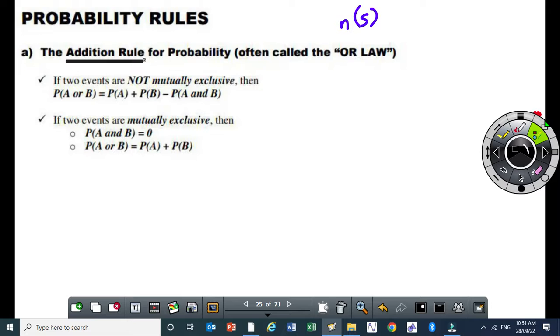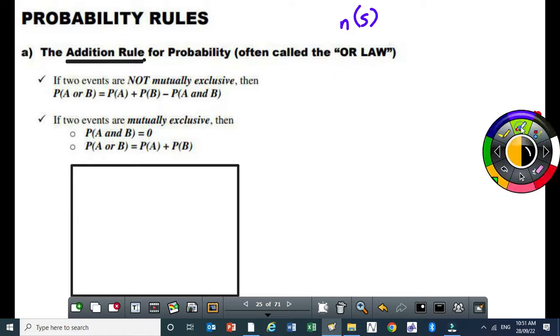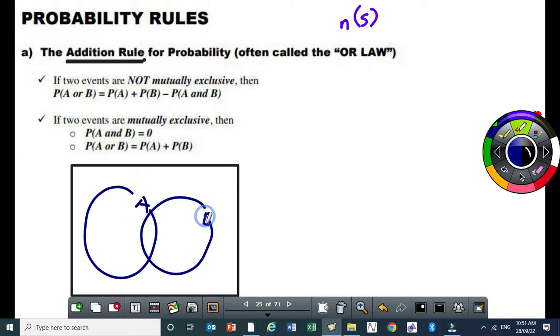Now, according to the addition rule, if I have a Venn diagram with two events, event A and event B, like that, it's important for you to know that the total in the sample space is the sum of all the elements in A only, then the intersection, then B only, or anything outside. But in this case, let's assume there is nothing outside those two events.